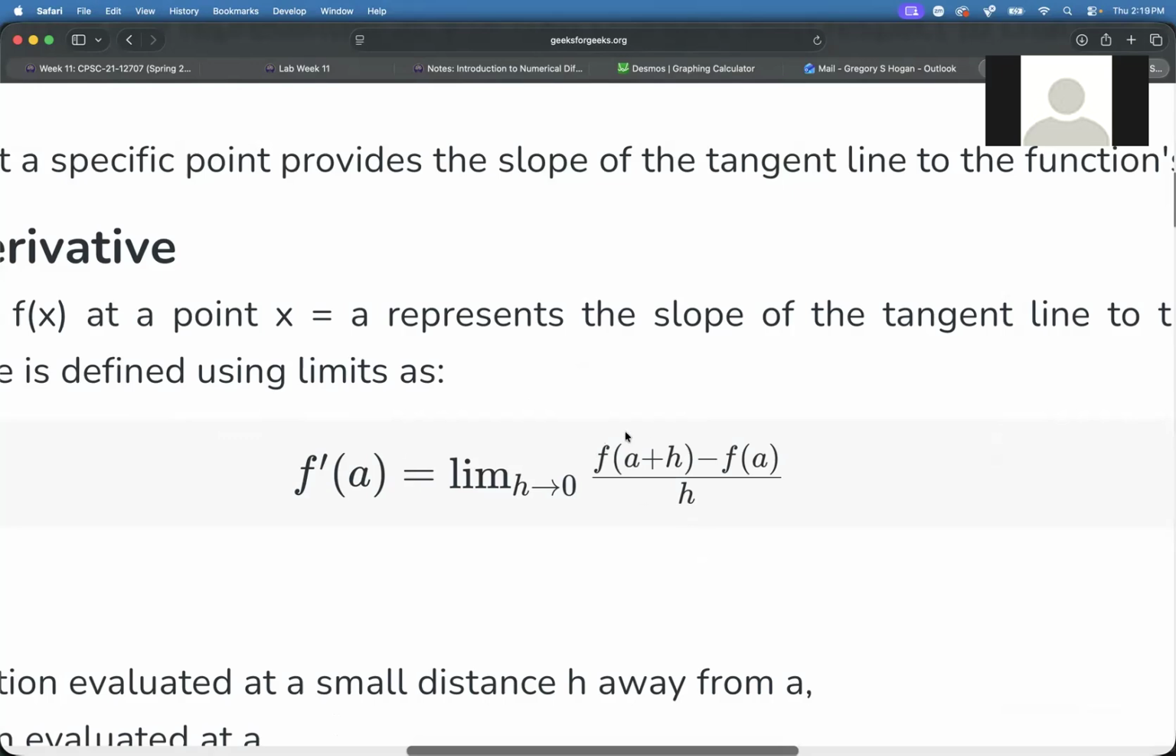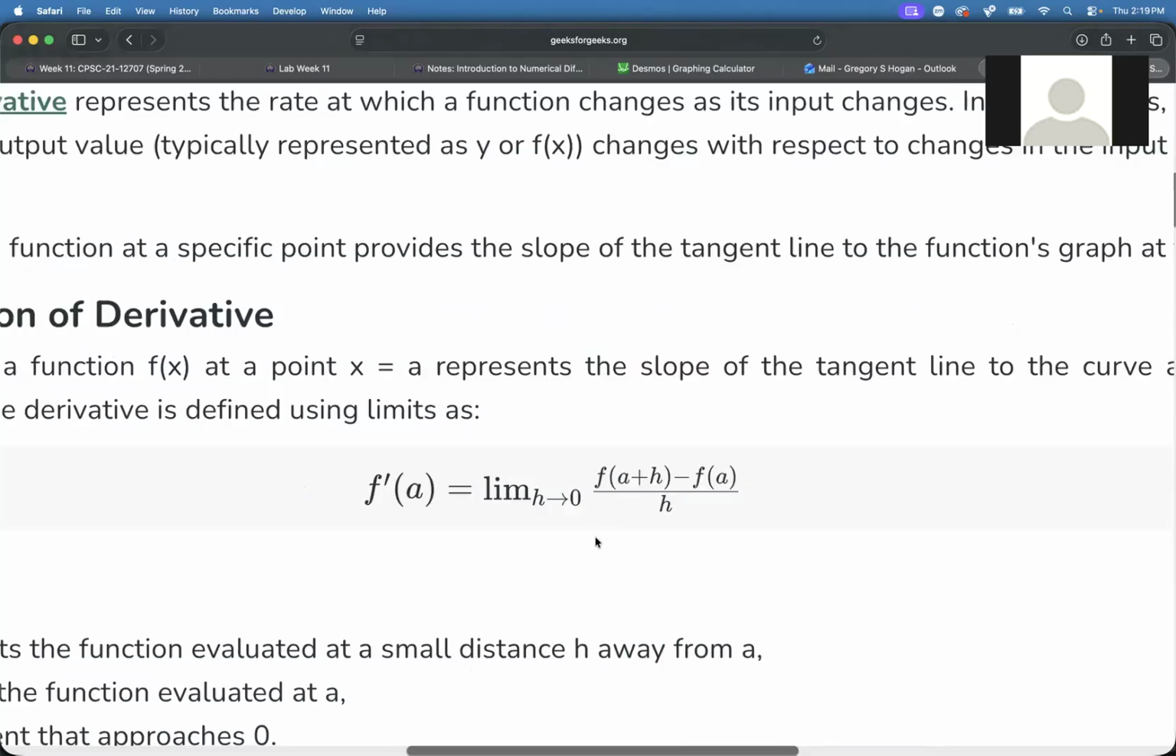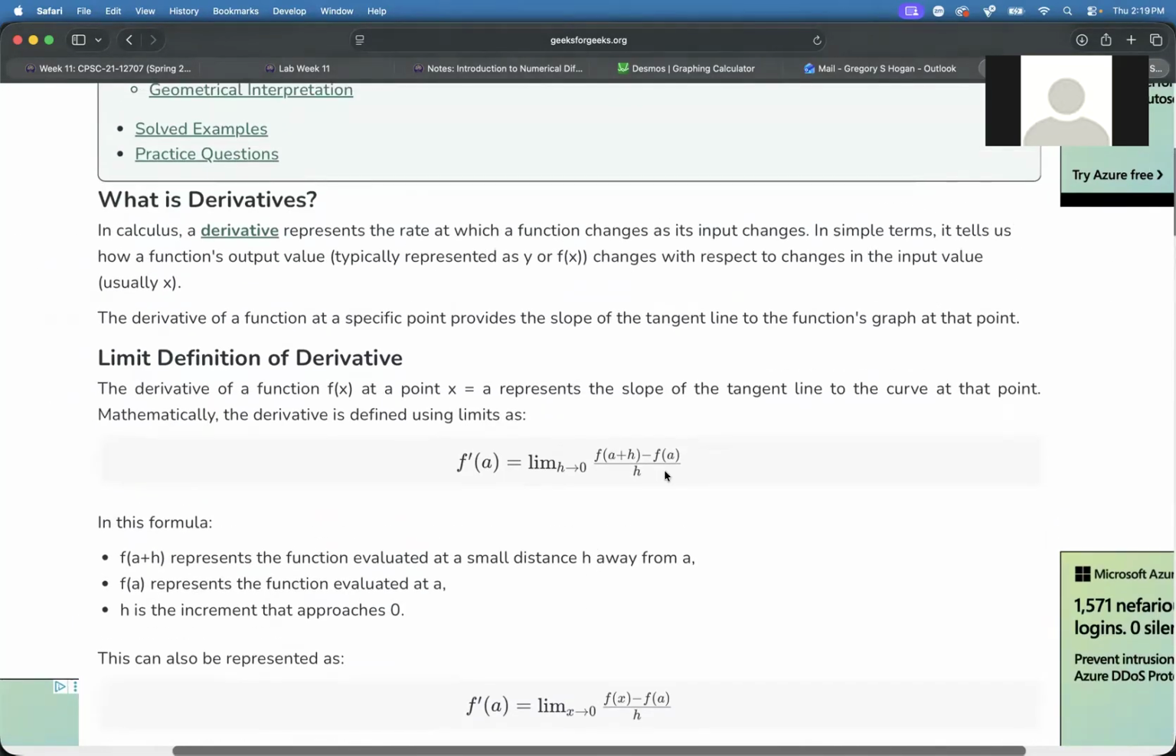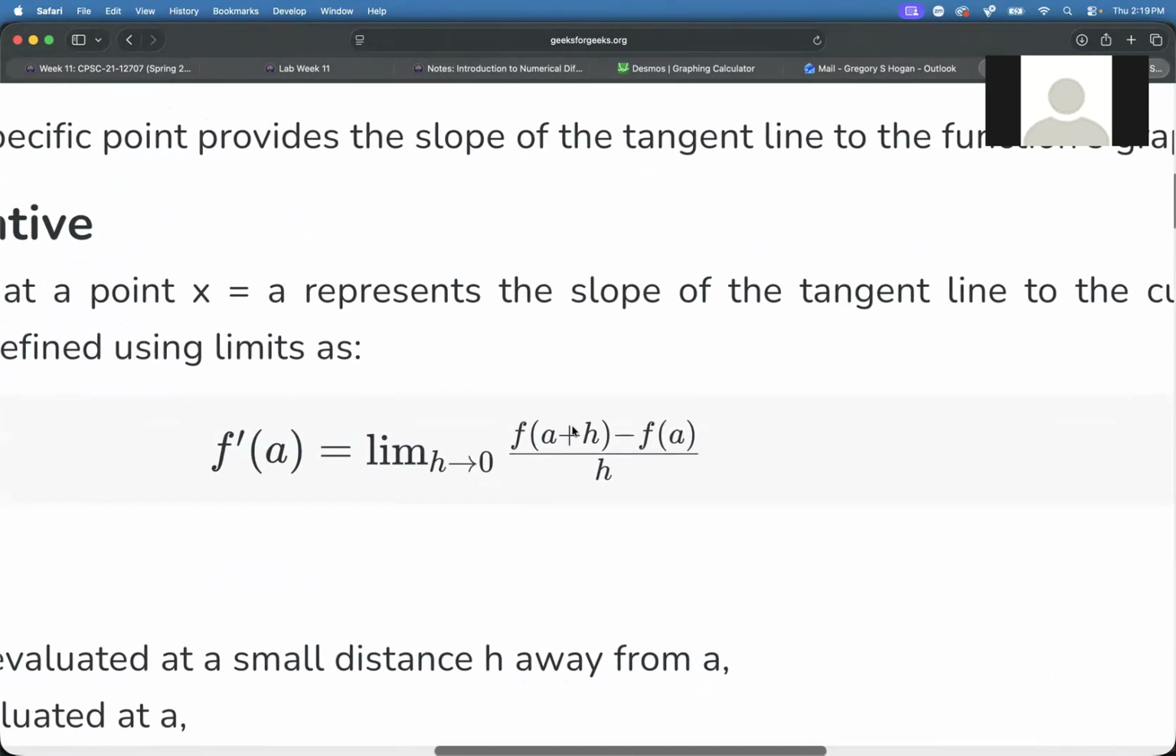But what you can do is put in a value for a and a value for h. And if you put in a small h, then this should be approximately equal to the derivative, right? Because if you remember where this formula comes from, it's the slope of a secant line. And as h gets smaller, the 2 points on the curve get closer and closer together until they're overlapping, right?